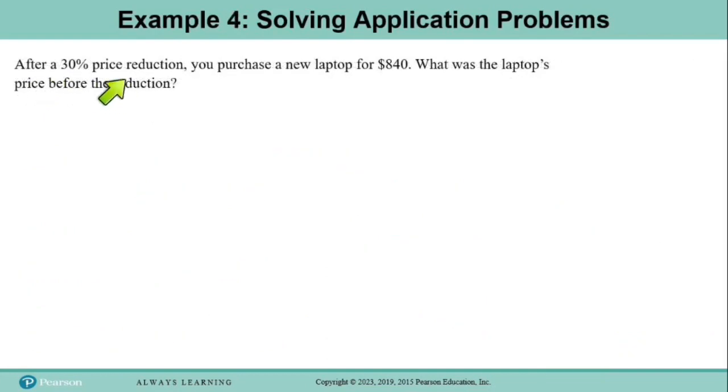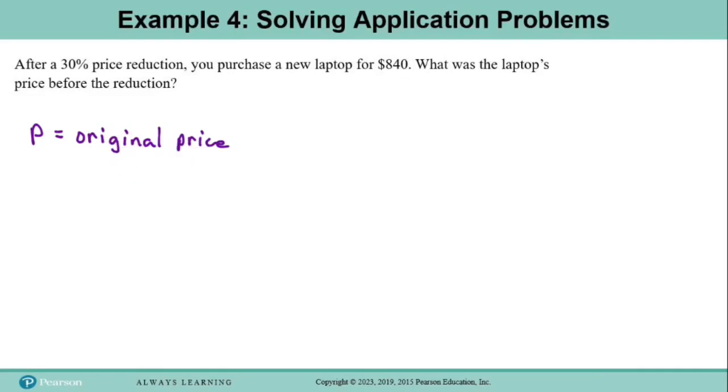Okay, here's a retail example. After a 30% price reduction, you purchase a new laptop for $840. What was the laptop's price before the reduction? So basically, we want to find the original price of the laptop. So that's what I'm going to assign a variable name to. I'm going to call it P. So P is the original price of the laptop.